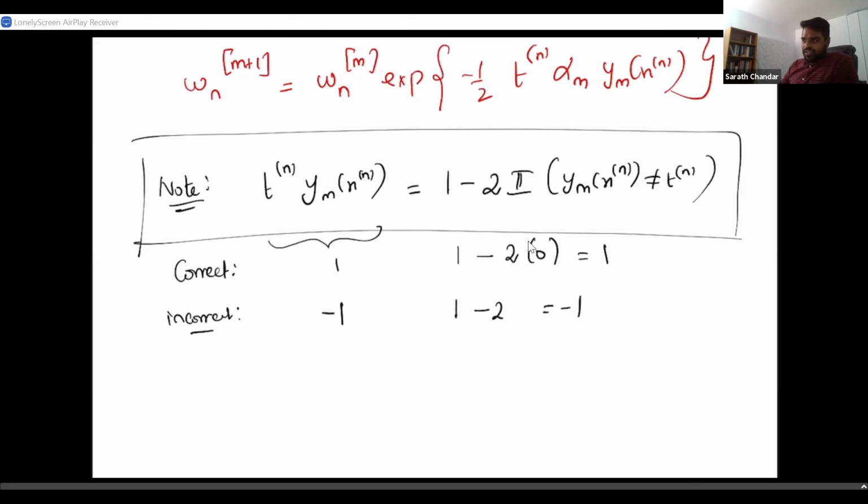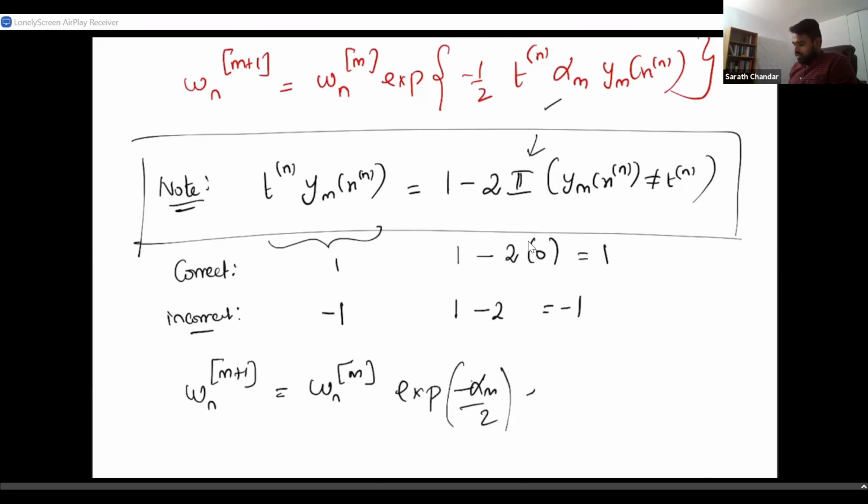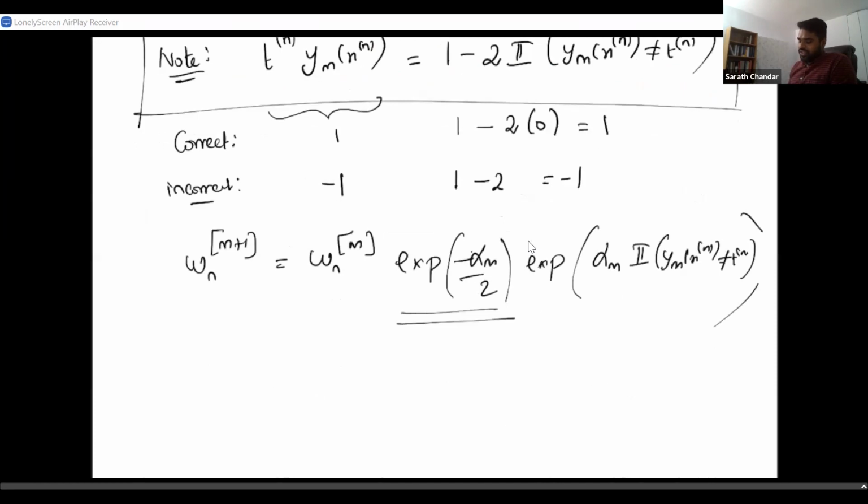Now we are going to use this and substitute this term here, and you would end up with the formula that we had for the weight. So this is equivalent to Wn of m times exp of minus alpha m by 2, times exp of alpha m times the indicator of ym of xn not equal to t of n. Now this first term is actually constant. It's there for all the weights, so I could very well ignore it. The rest is what the weight update equation is. Is that clear?